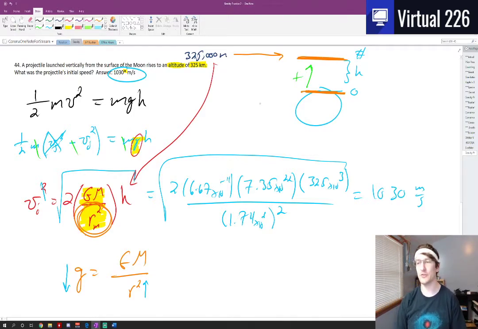Now, if the gravitational field is getting weaker as I move further and further away, that means I don't actually need all of this velocity to get to this final altitude. I actually need a lesser velocity to get there. Let's see how to do this problem properly, which the internet is not going to tell you.